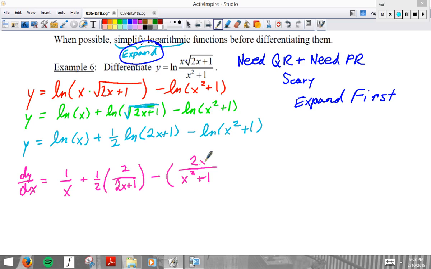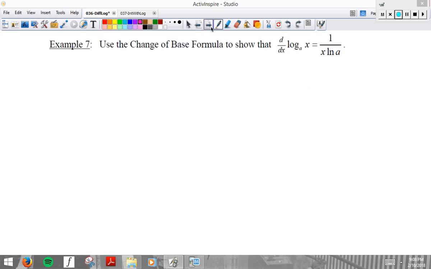2x on top. Were you able to get that? If not, I would try it again right now. Cover this up. Make sure you can get this derivative again. This should not be hard. It should be easy. 3, 2, 1. All right.